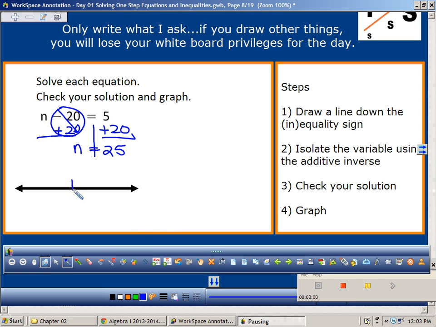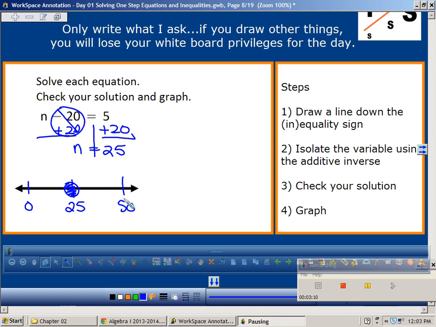Okay, so those look great. N is equal to, that's all you really need, right? You could put a 0 here and a 50 here if you wanted to. It's kind of half a 50. All right, any questions so far? Good.